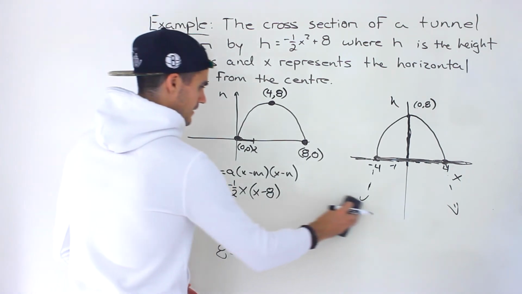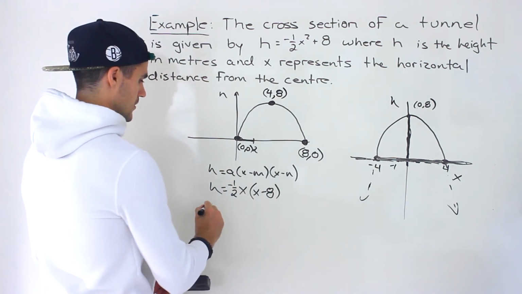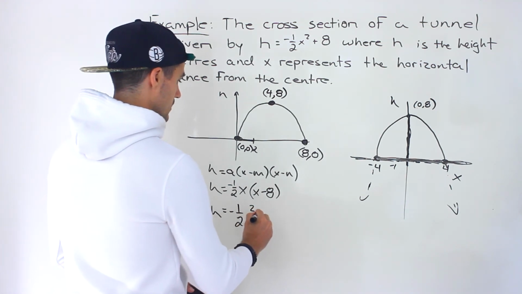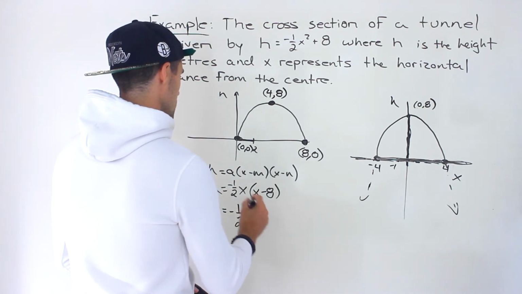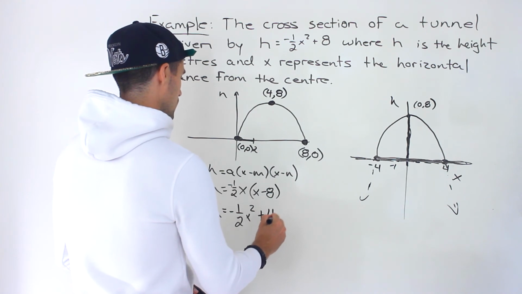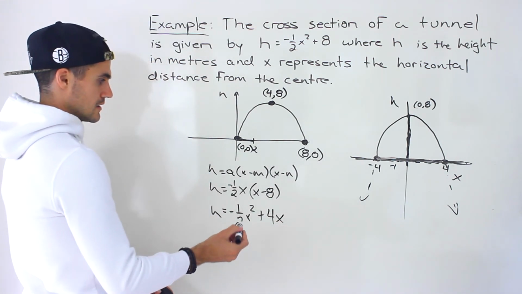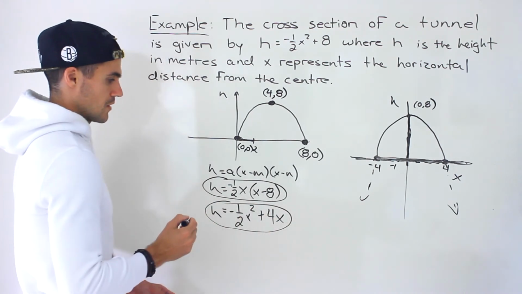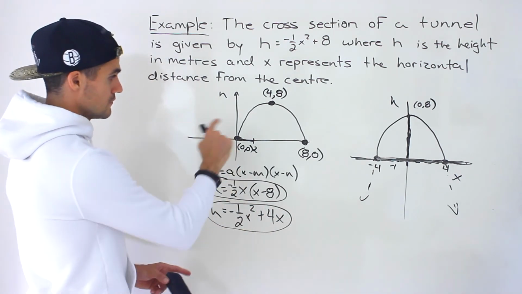And then if you want to expand it, you can do that if you want as well. They may give the answer in expanded form. This would be negative 1/2 times negative 8 is positive 4, and then we got the x like that. So either this or this would represent the equation of this parabola.